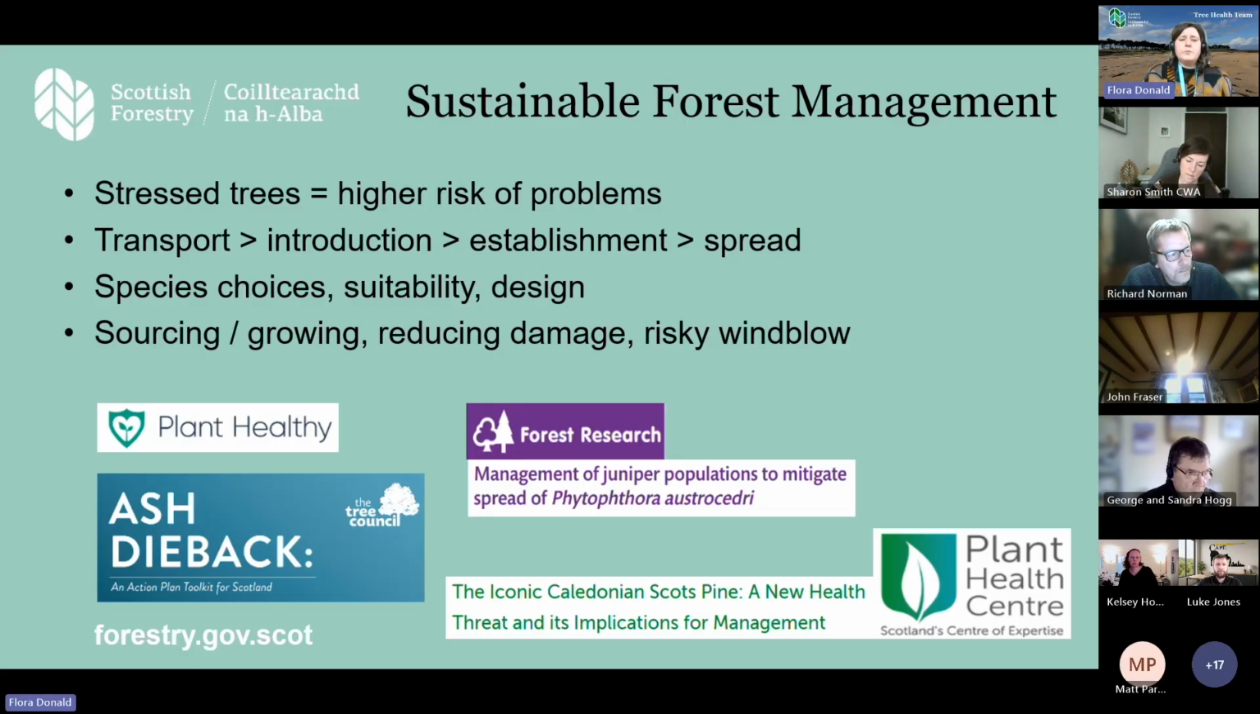We don't have a one-stop shop for all the tree health guidance and resources. I am trying to build on that with our website to make it more useful, but we do have guidance that's Scottish specific, like the ash dieback toolkit, or that applies GB wide. So for example, there's a management flyer about Phytophthora austrocedri on juniper on the Forest Research website, and there's a new threat to Scots pine that we're investigating, but we've already got some management guidance on the Plant Health Centre website, which is another place where there's lots of great resources.